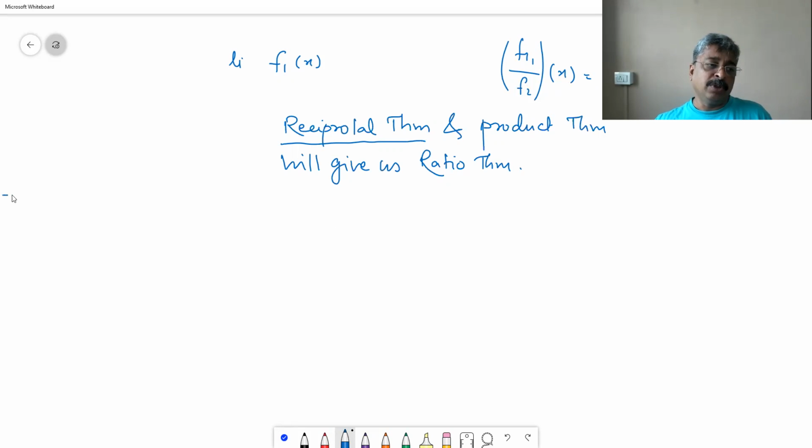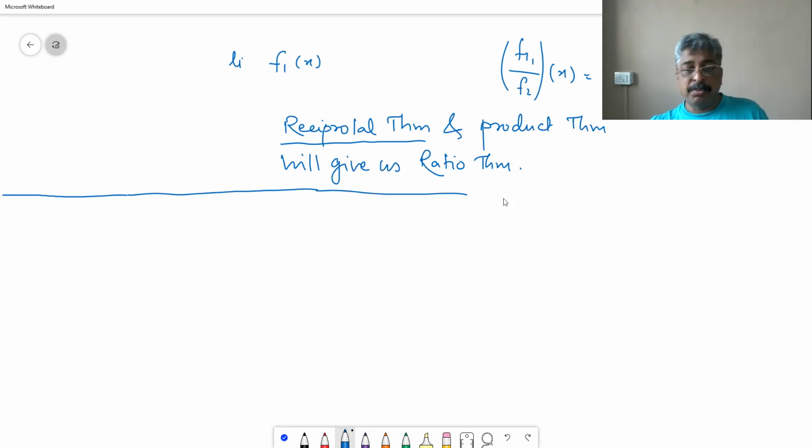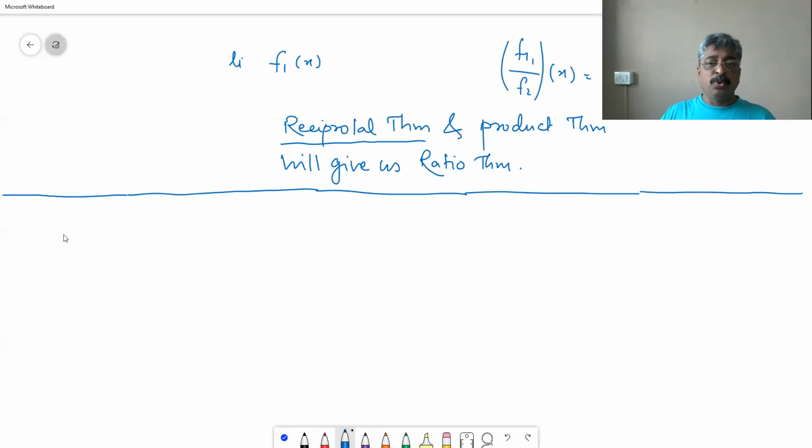So we do the reciprocal theorem first. If we prove the reciprocal theorem, it is a 1 minute job to prove the ratio theorem. In fact, we need not prove it, because the reciprocal theorem and the product theorem are with us, so the ratio theorem is supposed to be proved.